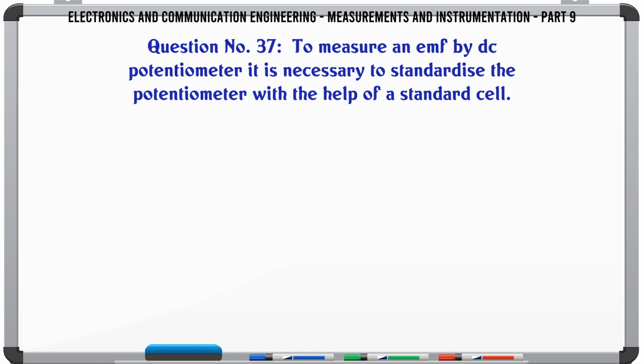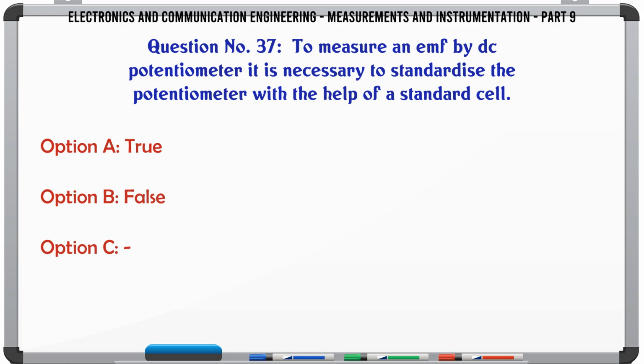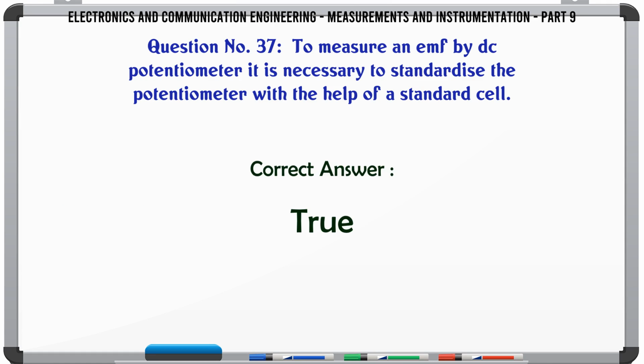To measure an EMF by DC potentiometer, it is necessary to standardize the potentiometer with the help of a standard cell. A. True. B. False. The correct answer is true.